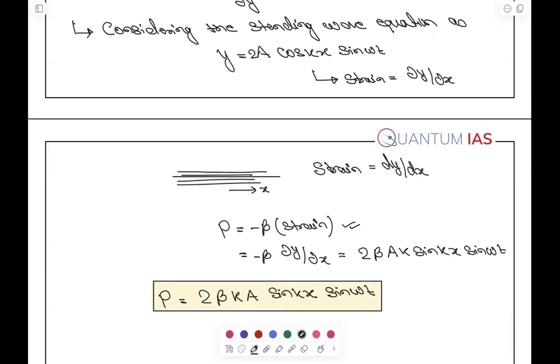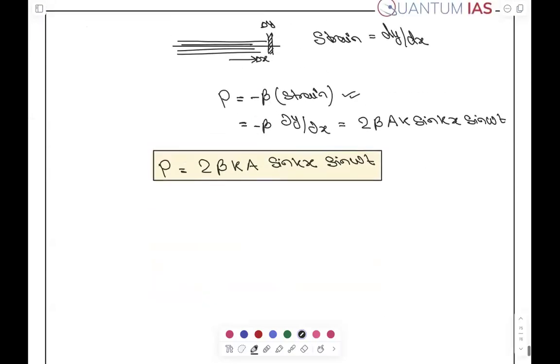This my standing wave, ठीक है. तो x में जाकर this is dy, delta y delta x. अब ठीक है, we are considering standing wave in a longitudinal wave. Okay. Okay sir, ठीक है सर.